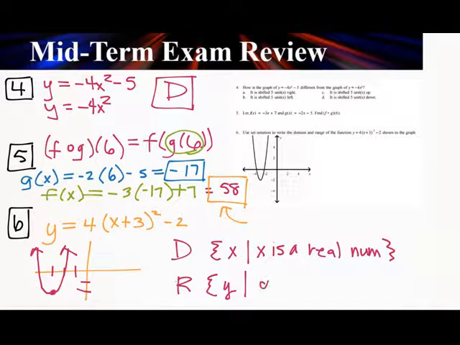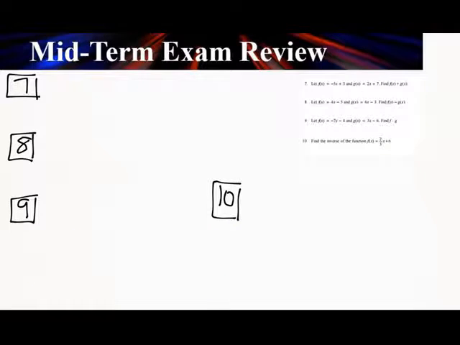So, and it's also equal to at -2. So I'm going to go y greater than or equal to -2. Okay? All right. So that's it for number 6. Let's try the next one.